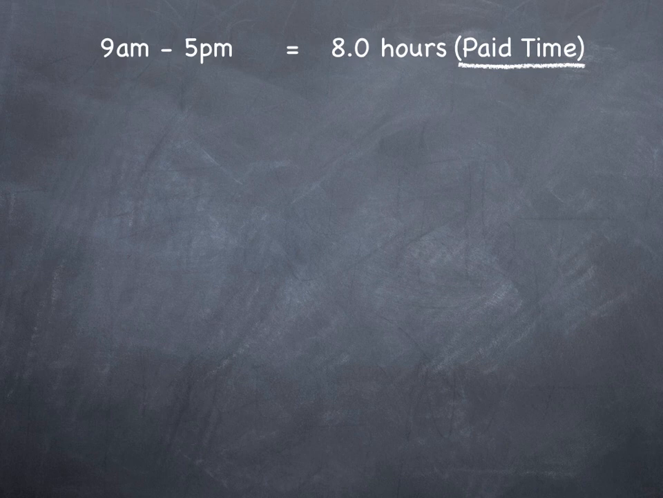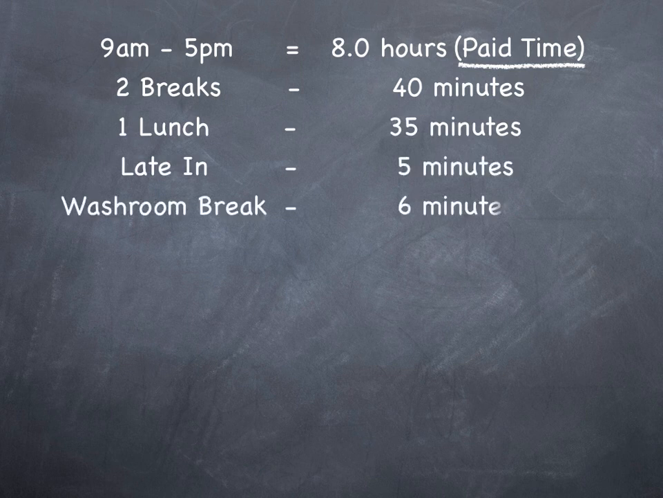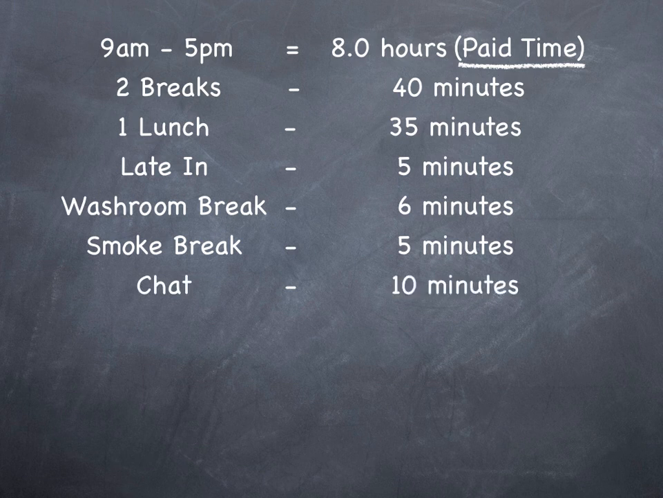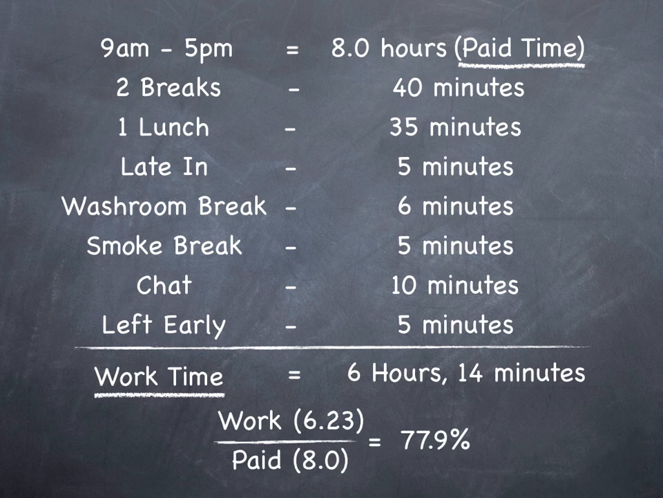Again, 9 a.m. to 5 p.m. is our paid time for our agent, but in that day we had 2 breaks of 40 minutes. Lunch was 35. We were late in by 5 minutes. Our washroom break took 6 minutes. Our smoke break cost us 5 minutes. Our chat was 10 minutes, and we left early 5 minutes. So our work time for this day is 6 hours and 14 minutes, and on our W over P ratio, we end up with 77.9%.